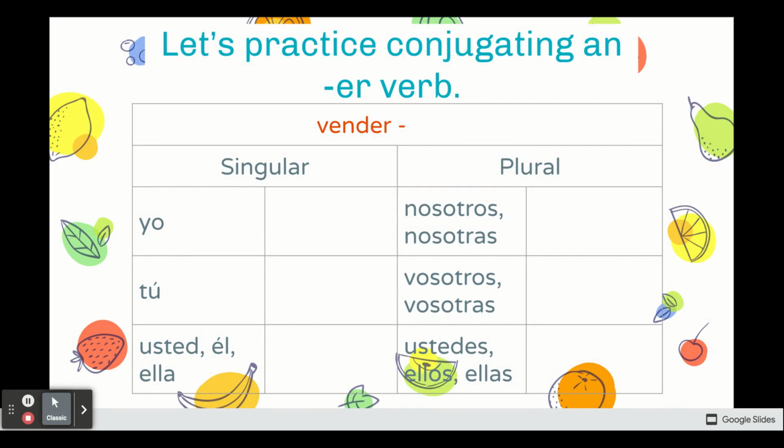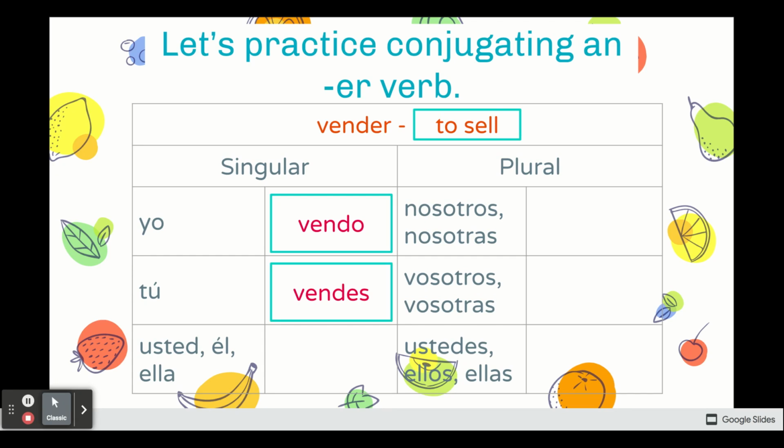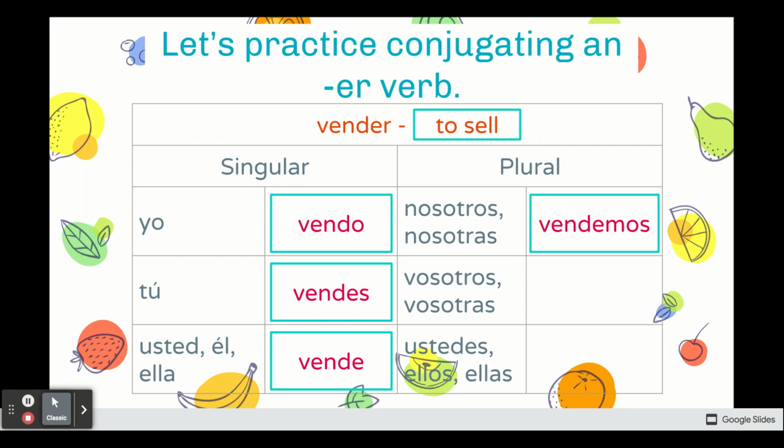So let's put this into practice with an ER verb like vender, which means to sell. It's one of your vocabulary words. The first step to conjugating a verb is to take off the ending. So we would take off ER and we're left with our stem, vend. So you could put vend in all of the boxes because, as I've mentioned before, we already know that vend, V-E-N-D, is going to be the same for every single form. The only part that we're changing is the ending. So our yo ending is O, so vend plus O would be vendo. Tú vendes, usted o ella vende, nosotros vendemos, vosotros vendéis, and ustedes ellos venden.